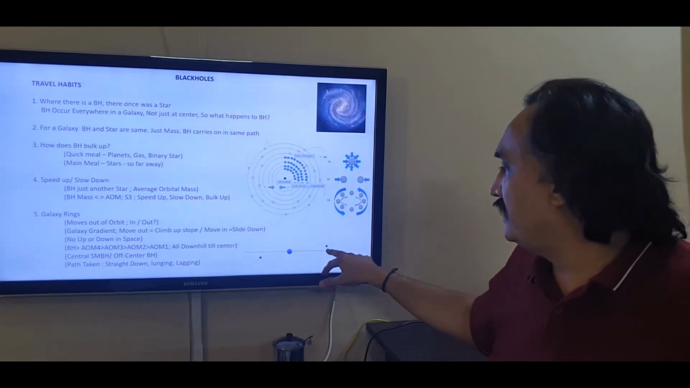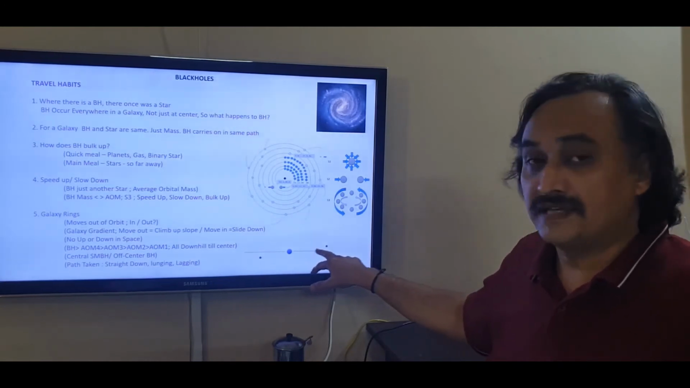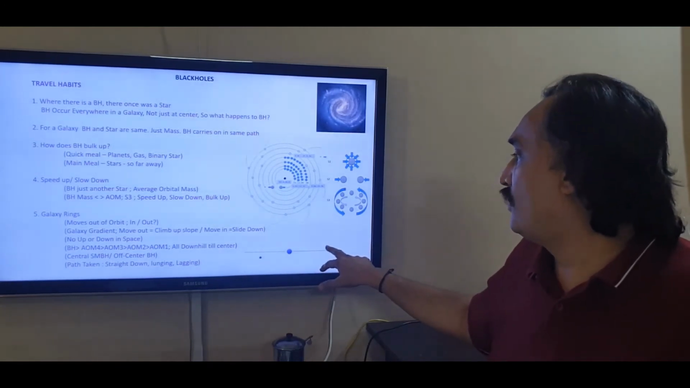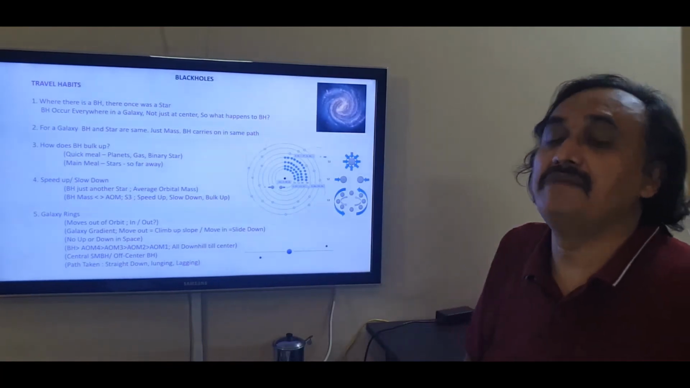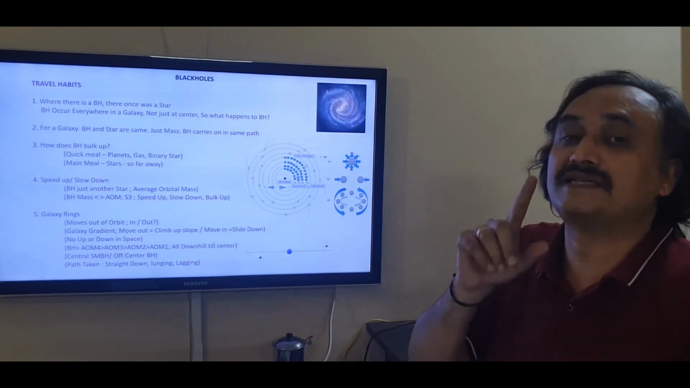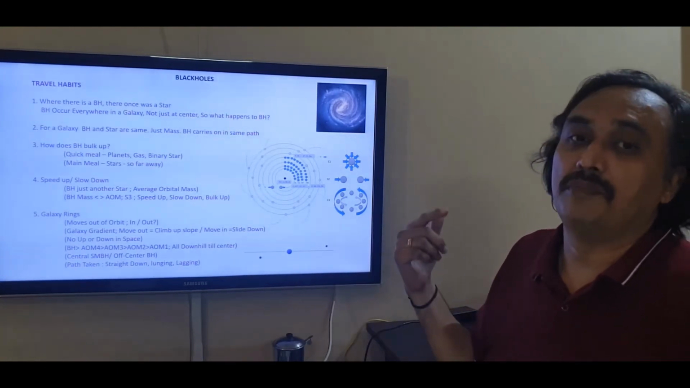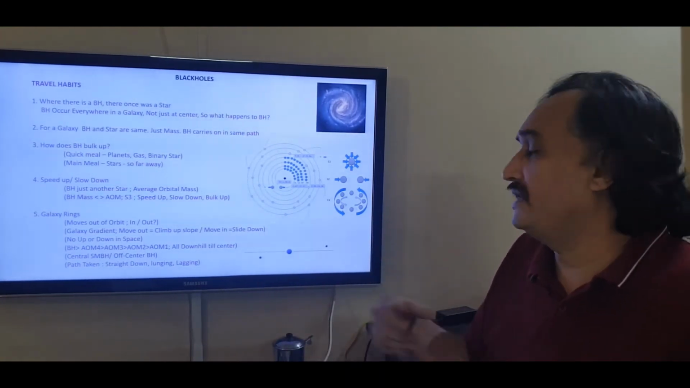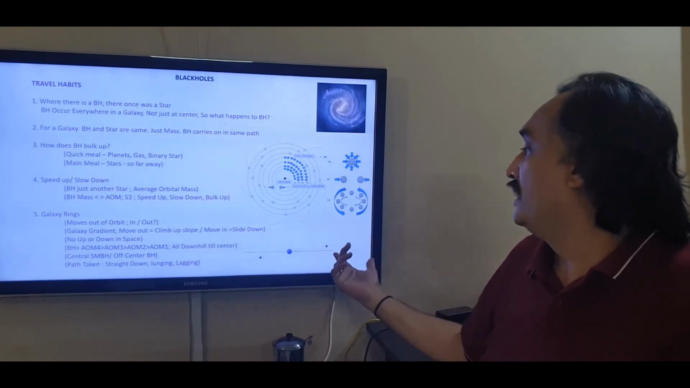And this gradient, imagine if this black hole has to negotiate this gradient. If it wants to move out, it is like climbing up the gradient, climbing up the slope. And this black hole doesn't have the energy to climb up. Unless you have energy, you cannot climb up.